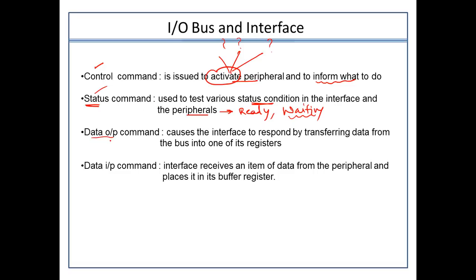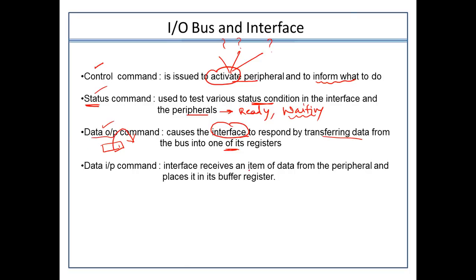Similarly, there is the data output command. It causes the interface to respond by transferring the data from the bus into one of its registers. So basically, within the interface we will have the data output command, which simply tells me to transfer the data. But how to transfer the data? Some data will be available in the register present in the interface, and from there it is transferred over the bus to carry the data.